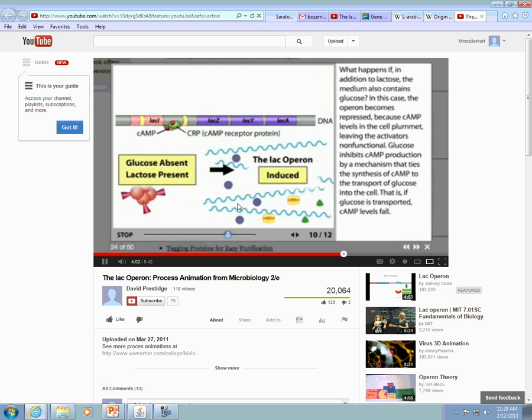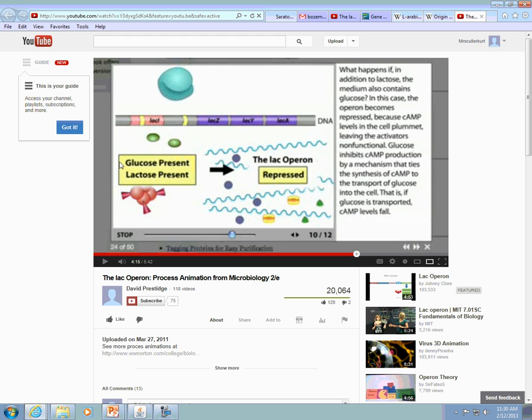What happens if, in addition to lactose, the medium also contains glucose? In this case, the operon becomes repressed because cyclic AMP levels in the cell plummet, leaving the activators non-functional. Okay, so that's why it's positive control. It needed those on the promoter region, right? So that's why it needed it. If it needs to have it there, then that makes it positive control.